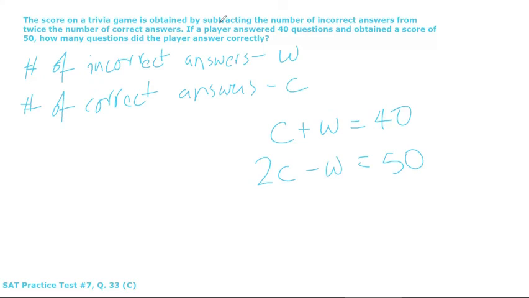Now, if we're trying to eliminate, we can eliminate the W's immediately without multiplying by any constants, if we just add these equations together. And this gets us 3C is equal to, so that's C plus 2C, which is 3C, and 40 plus 50, which is equal to 90. And so if we divide by 3, we get C is equal to 30. And this means that the player answered exactly 30 questions correctly.